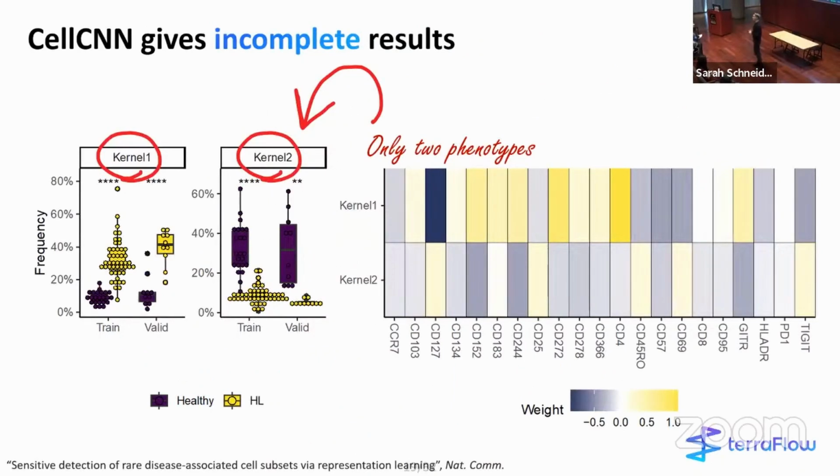The next thing we tried was a deep learning model called Cell-CNN that David actually referenced yesterday. So now you can see our populations have a stronger association with disease, but they're only 2 in number, and they're still pretty difficult to describe.